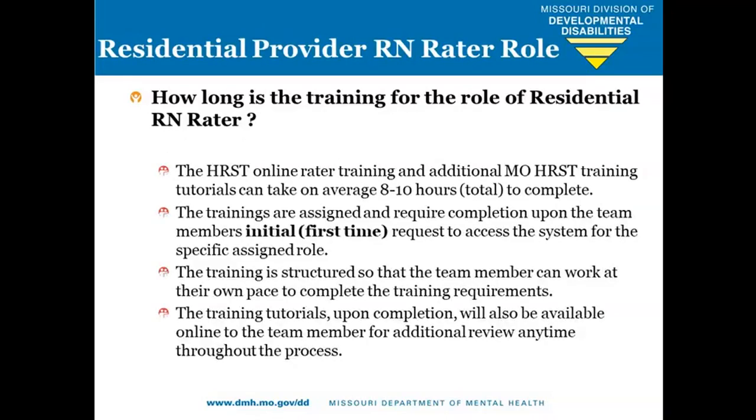How long is the training for the role of residential RN? The HRST online rater training and additional MO HRST training tutorials can take on average 8 to 10 hours total to complete. The trainings are assigned and required upon the team member's initial first-time request to access the system for the specific assigned role. The training is structured so that the team member can work at their own pace to complete the training requirements. They can pause at any time if needed. The training tutorials upon completion will also be available online to the team member for additional review anytime throughout the process.